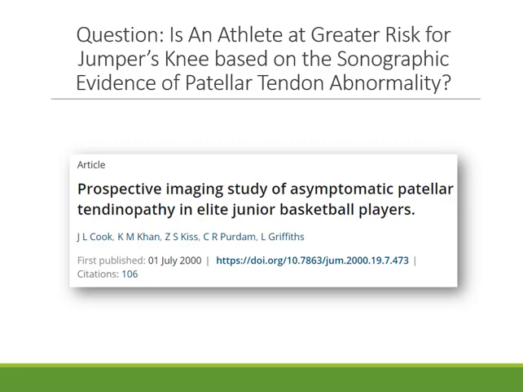Now, as a kind of side question, again, looking at my main study, the functional tests, another question I was able to generate is: is an athlete at greater risk for jumper's knee, which is the patellar tendinopathy, based on the sonographic evidence of patellar tendon abnormality? And so what you can see on an ultrasound image is if there are these darkened areas, these hypoechoic areas, which are suggestive of an abnormal tissue response to loading, so a failed healing response.